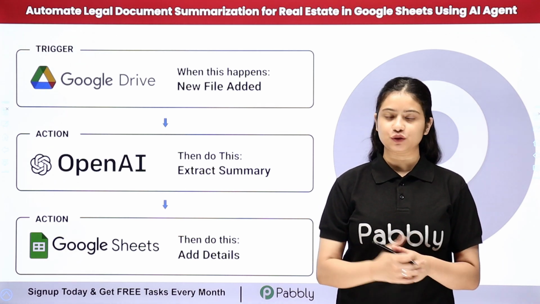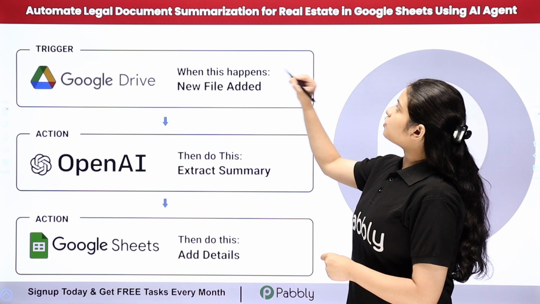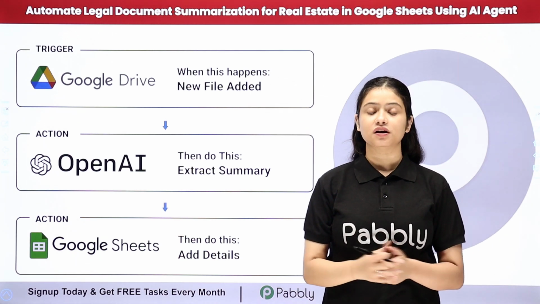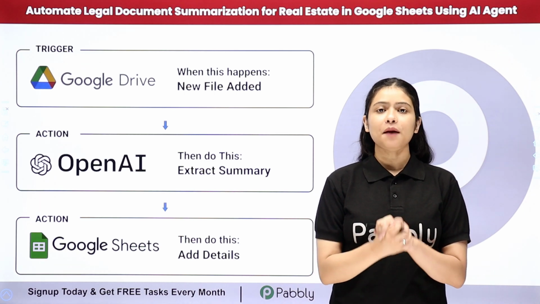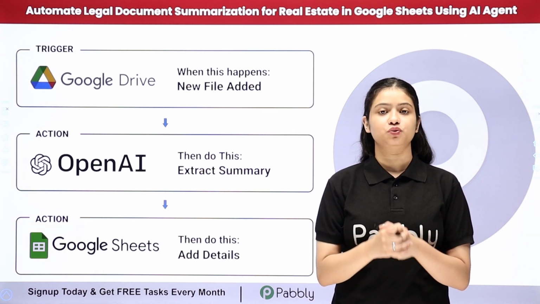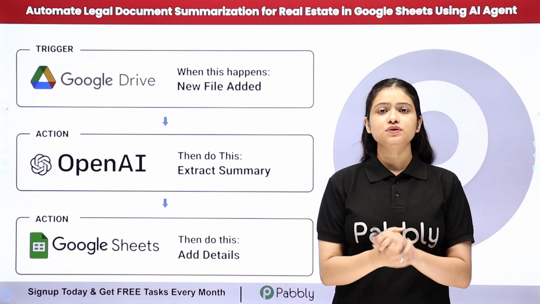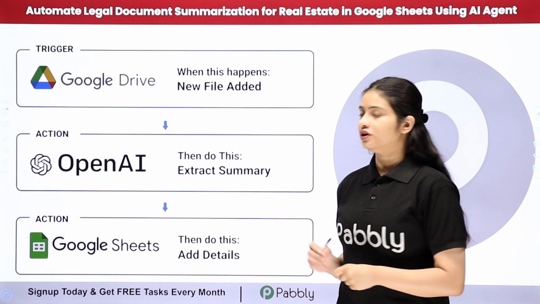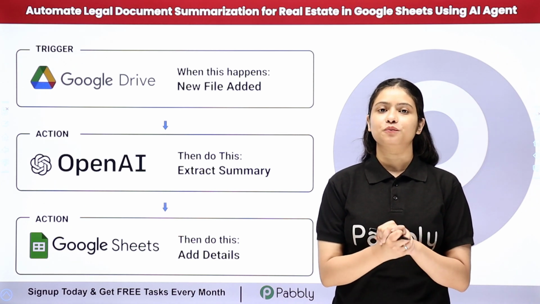In this video, we are going to learn how to automate legal document summarization for real estate in Google Sheets using AI agent. So for my real estate agency, I am receiving multiple legal documents related to rent and agreements. I need to summarize each of these long documents and create a record for my team in my Google Sheets. But doing it manually is a long process.